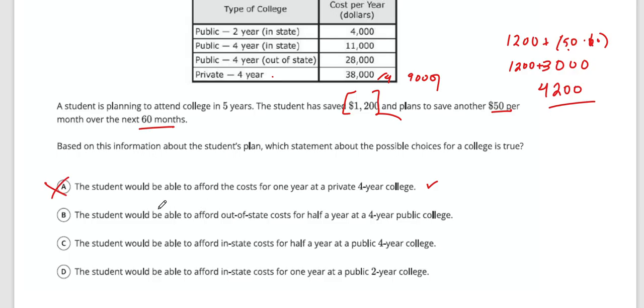The student will be able to afford out-of-state costs for half a year at a four-year public college. Let's go for that one. Four-year public, out of state. So right here. Half a year. Four-year out-of-state college, cost per year.